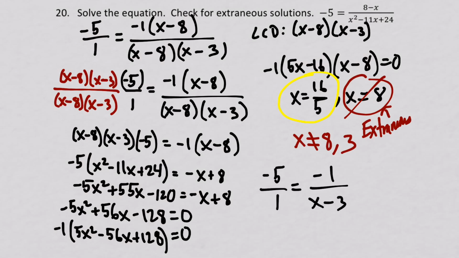But if you didn't see it, that's fine. You don't have to go that way. Go the way with the LCD, and you should end up with the same solution with the extraneous solution of x equals 8.